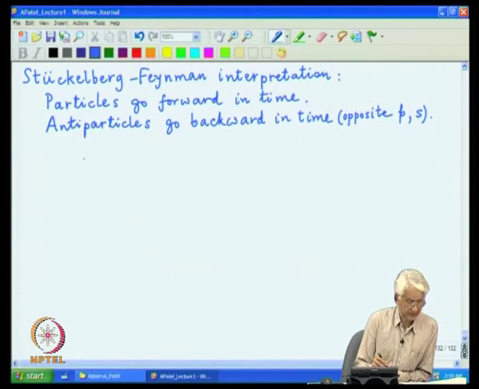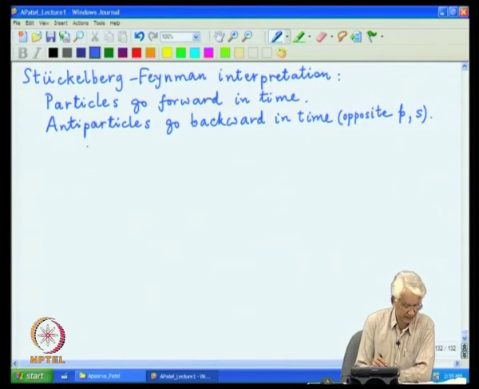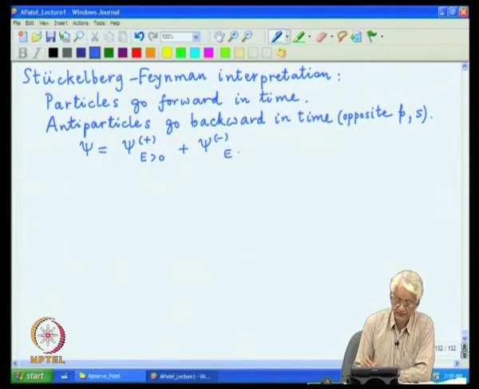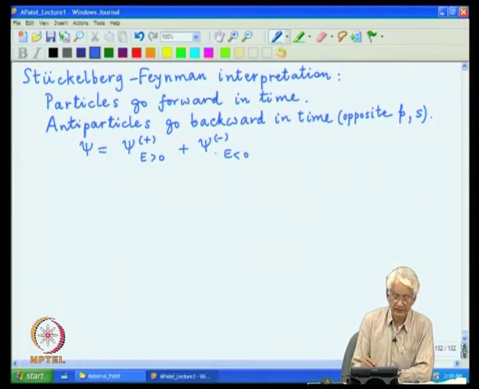To revise, let me just write down the breakup we achieved using projection operators, that the total wave function was the plus component, which essentially amounted to taking the modes with positive energy, and the minus component which amounted to modes with negative energy. So, this was just a convenient breakup, but the two modes with different signs of energy propagate differently. So, it is useful to separate this thing out.